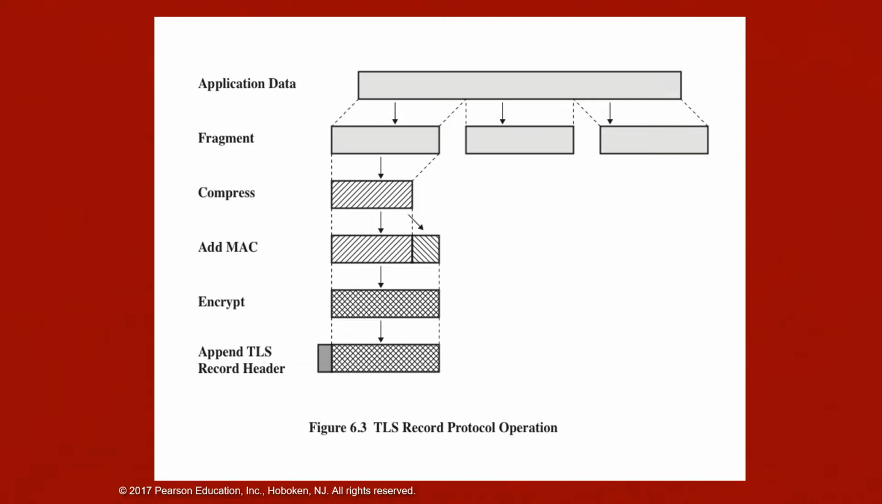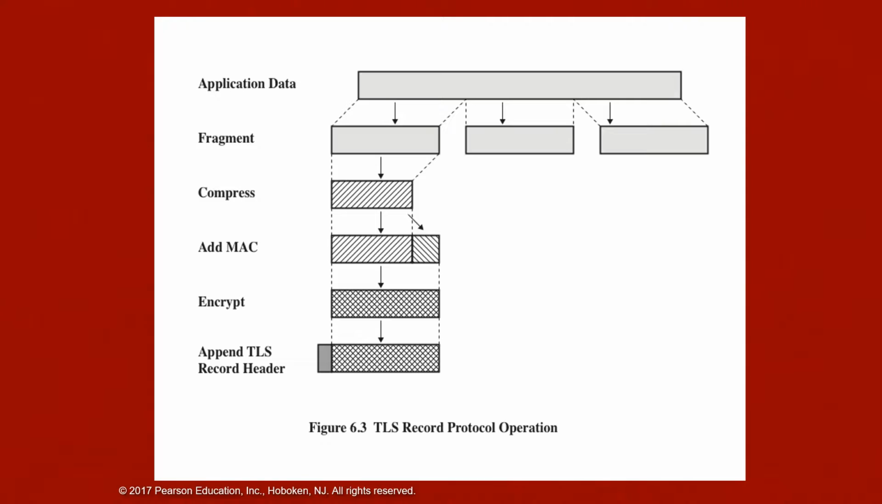TLS makes use of the HMAC algorithm defined in RFC 2104. Next, the compressed message plus the MAC are encrypted using symmetric encryption. Encryption may not increase the content length by more than 1,024 bytes, so that the total length may not exceed 2 to the 14th plus 2048.